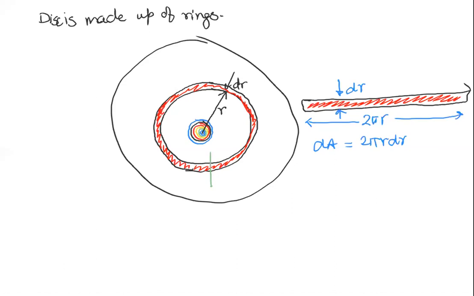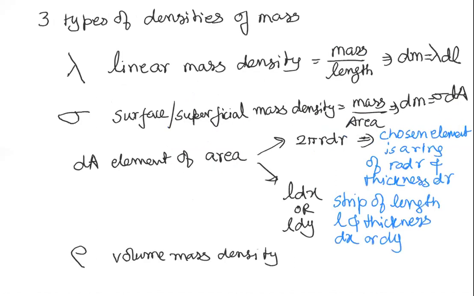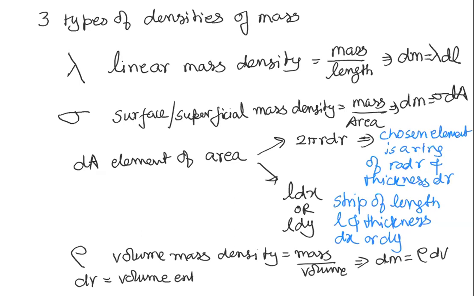Okay, so now I hope this is clear. We come to the volume mass density, which is mass upon volume, which is dm is equal to rho dv. Now again, dv, which is a volume element, you cannot integrate. You cannot integrate because this involves something called triple integration.